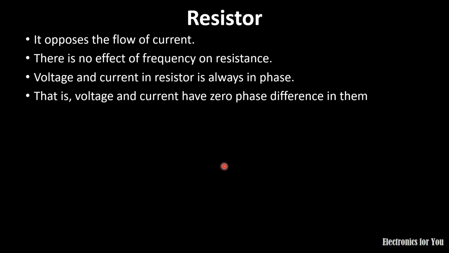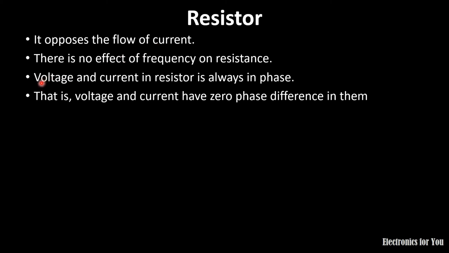Hello friends, in this video I will talk about RC series circuit, also known as series CR circuit, where R is the resistance and C is the capacitor, which are connected in series. Resistor, we know that resistor opposes the flow of current and there is no effect of frequency on resistance. It means that for AC as well as DC, resistor acts the same.